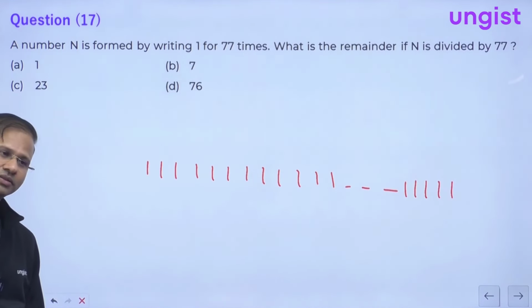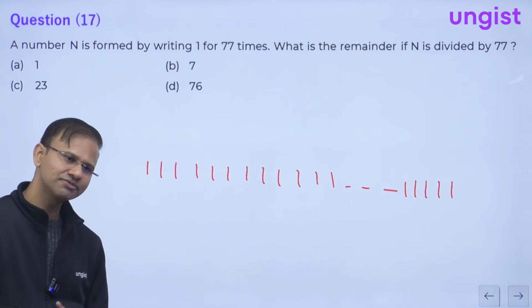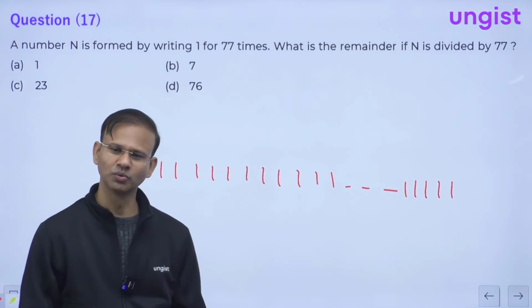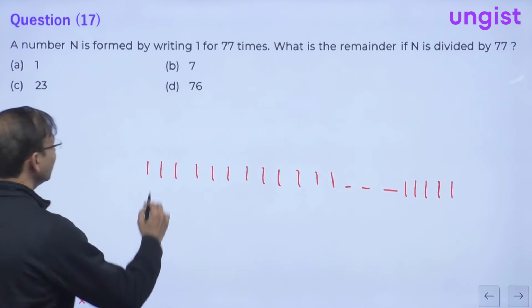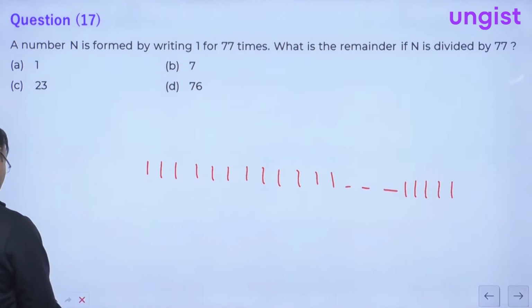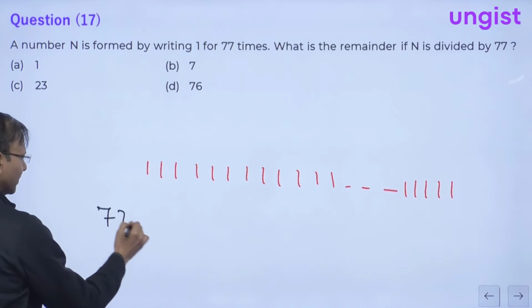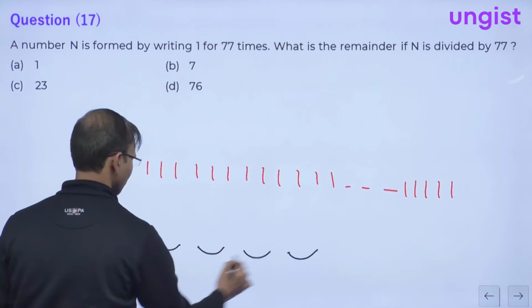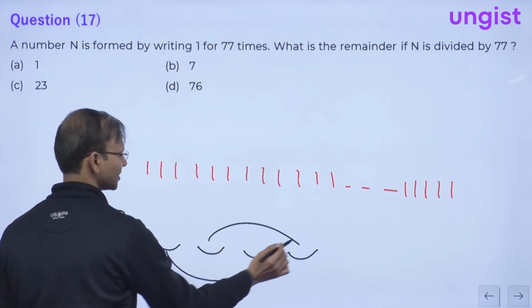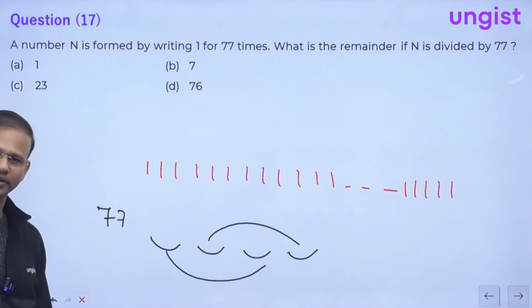Now, guys, just think on it. 77 times. If we do 77 minus 5, what do we get? 72. Actually, if a number is divisible by 77, then we will have the triplets like this. The difference between the alternate triplets is always zero. It is like this.